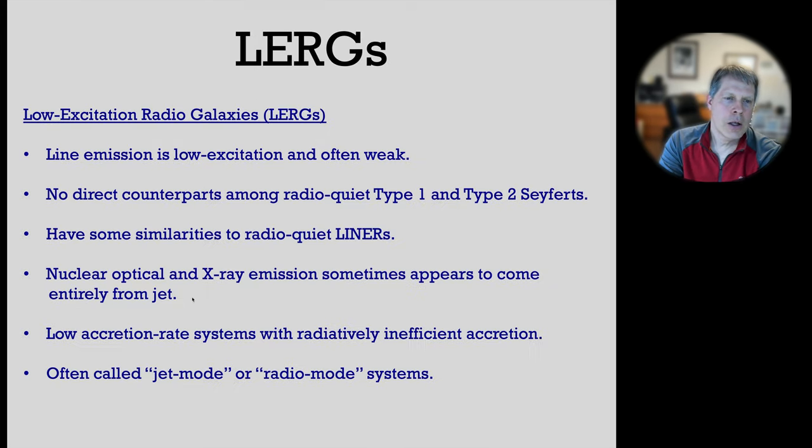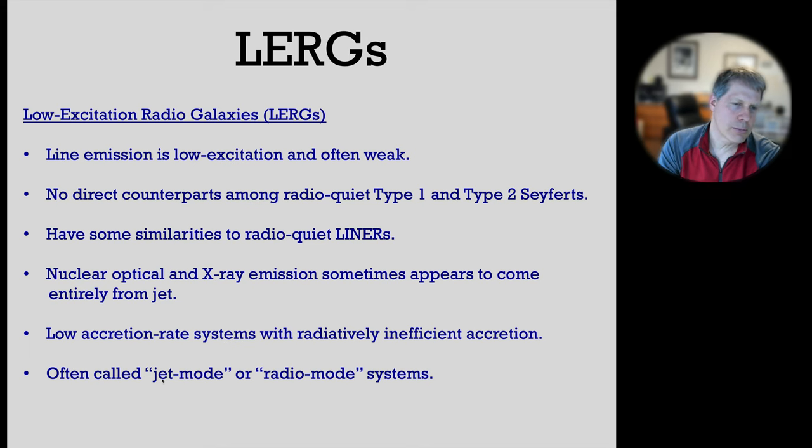So these are low accretion rate systems where a different type of accretion mode that we have not talked about so far is ongoing, known as radiatively inefficient accretion. And that's what I'm going to talk about now, because it will be relevant for understanding the LERGs and the overall unified model for radio loud AGNs.